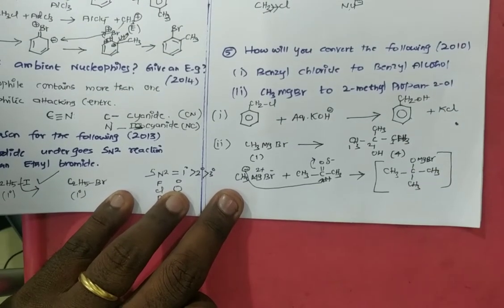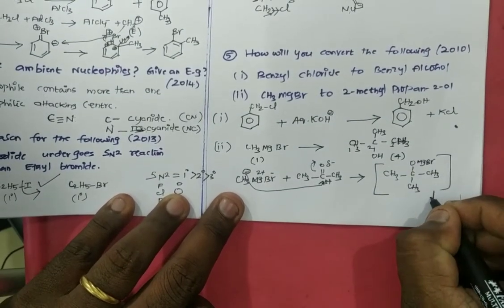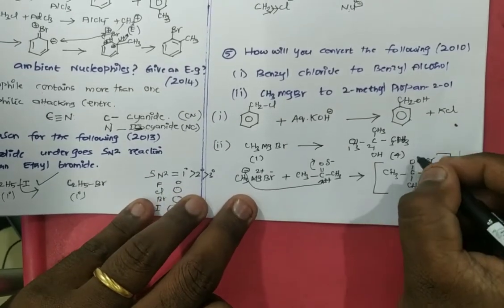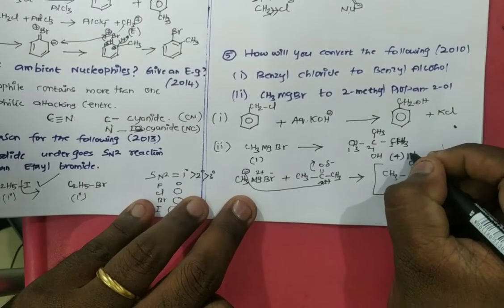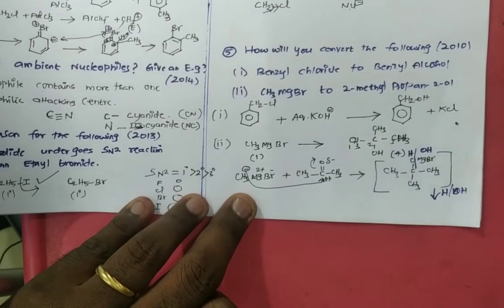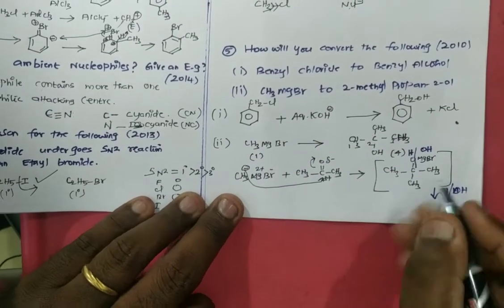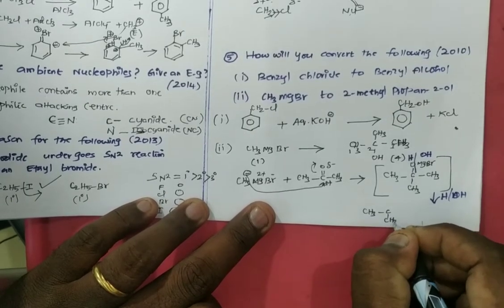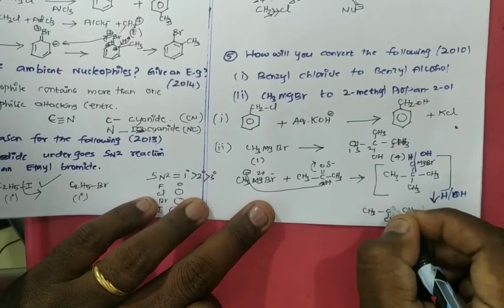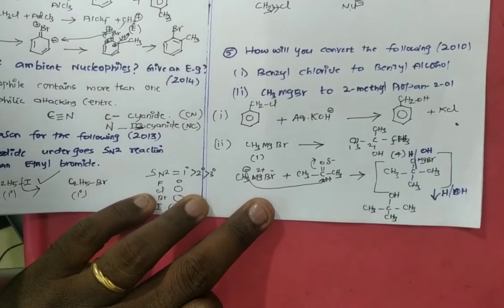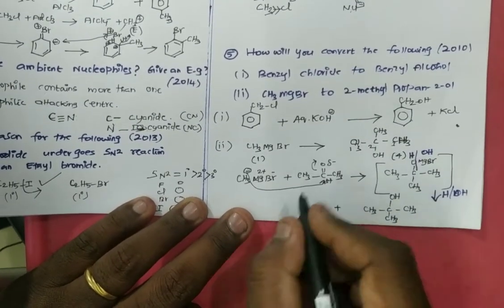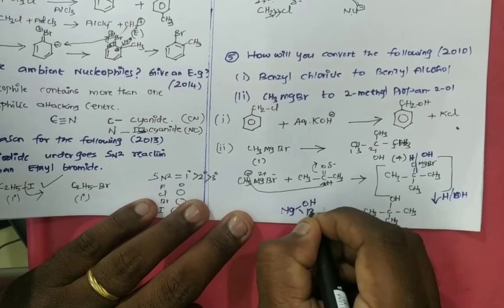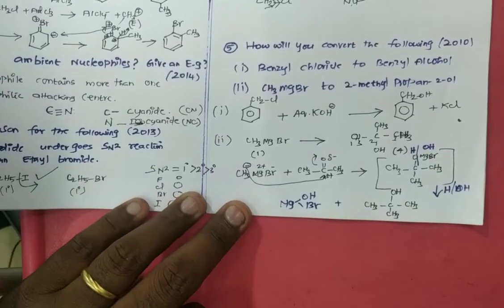Now the adduct is formed, and it is hydrolyzed with water. This bond breaks like this, so H is formed and OH is formed, for your simple explanation. Now I will get CH3, C, with one more CH3 and OH. Along with that I will get a by-product, Mg(OH)Br. Are you able to understand, student?